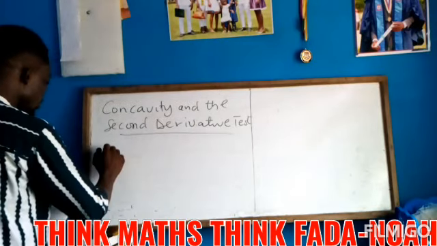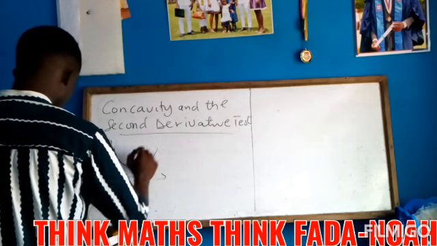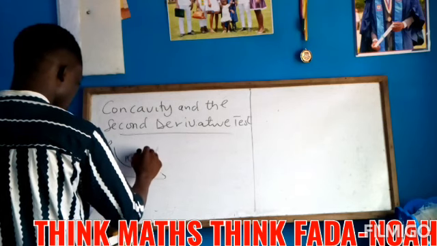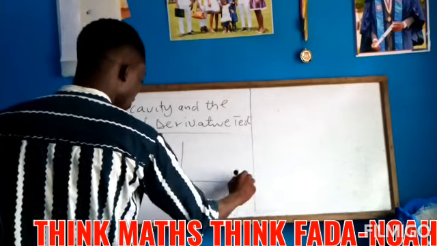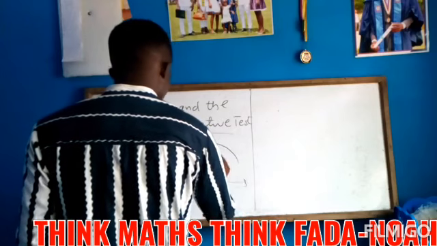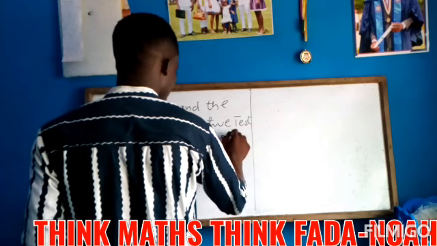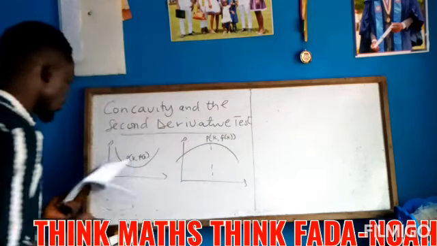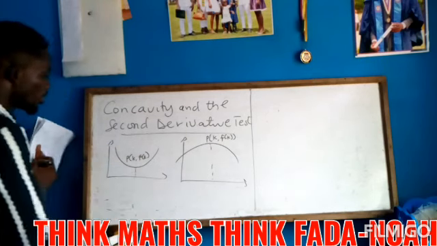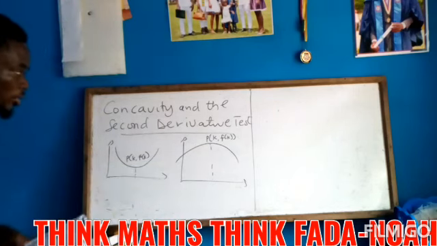So let's look at these two diagrams in the book. Another diagram here. So here we have a downward concavity and an upward concavity.